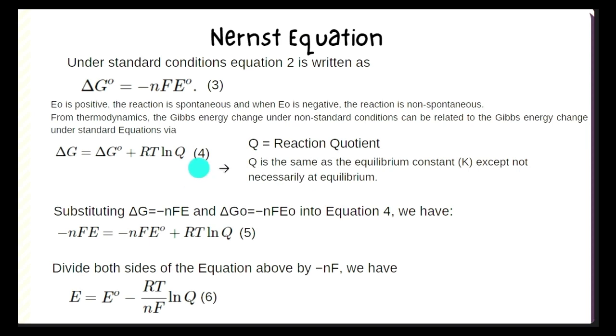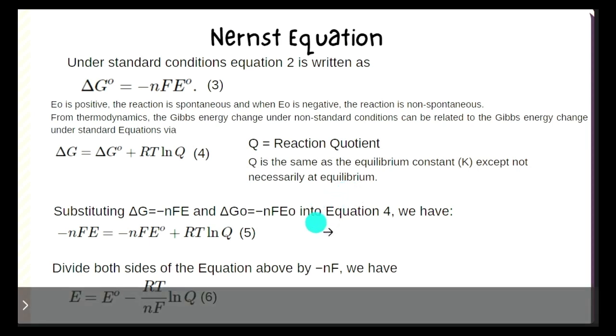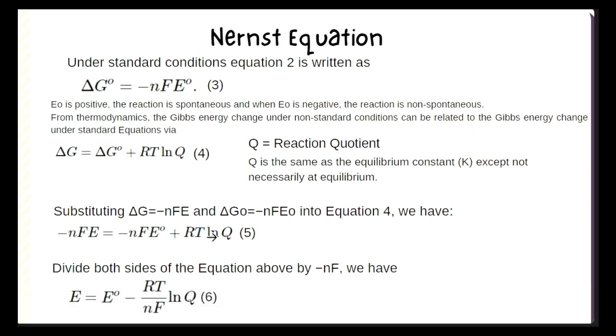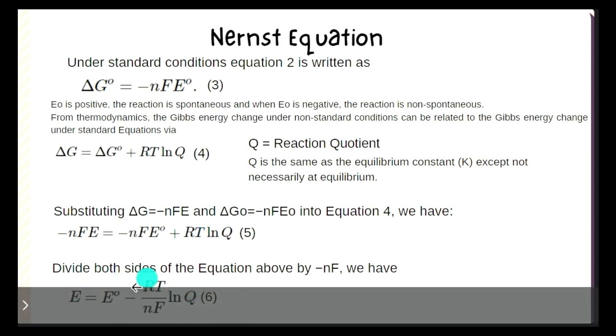From thermodynamics, the Gibbs energy change under non-standard conditions can be related to the Gibbs energy change under standard conditions via this equation, wherein Q is the reaction quotient. Q has the same form as the equilibrium constant expression K, except not necessarily at equilibrium. Substituting delta G and delta G naught into equation 4, we will get equation 5, and dividing both sides of the equation by negative nF, we will get this equation right here.